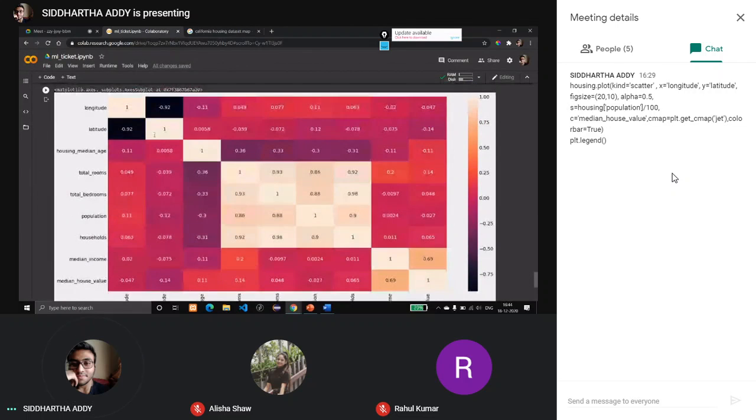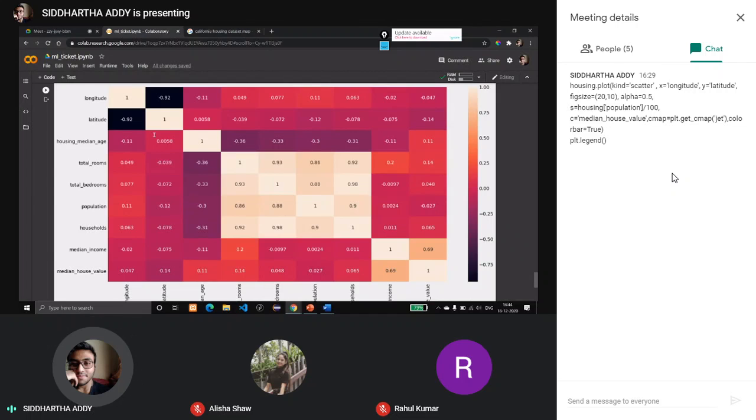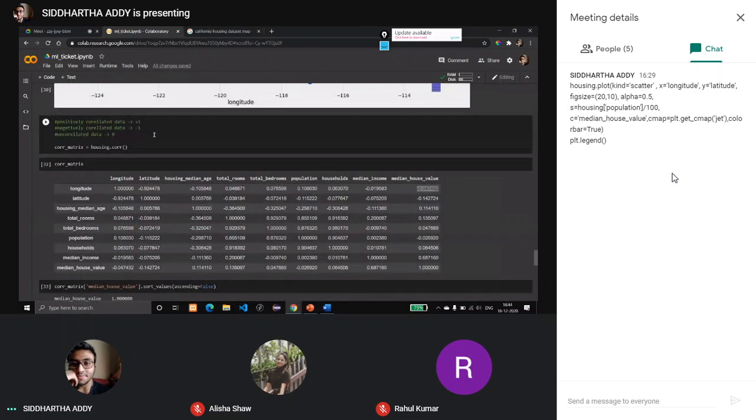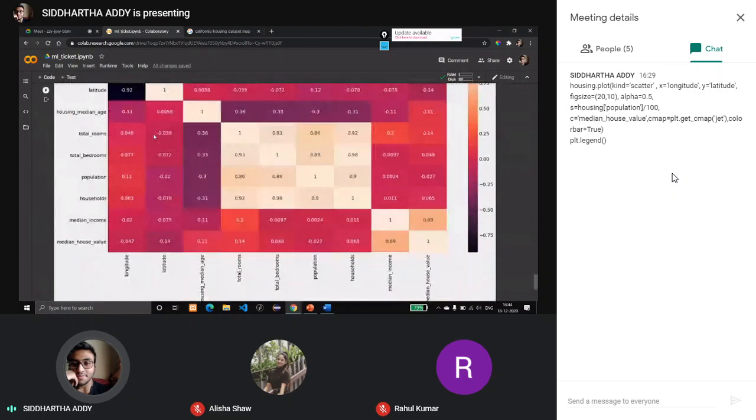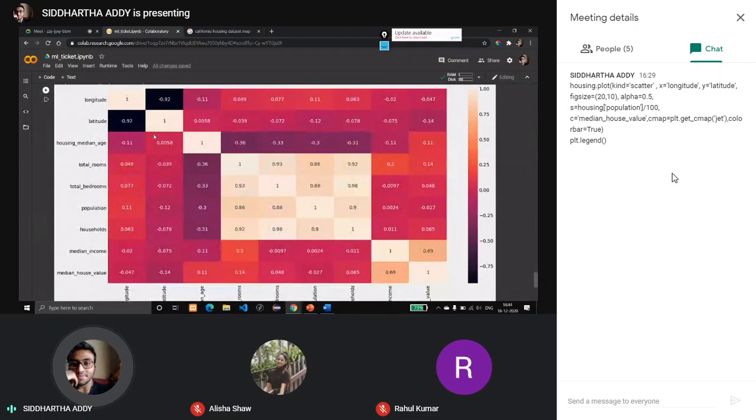Okay, we have it. Now look at it. This is the same exact matrix that we generated up here, but now we have colors. And since we have colors, we can understand it better. First, you have to look at the color bar. You can see that as we go darker, it is negatively correlated. As we go higher, it is positively correlated.